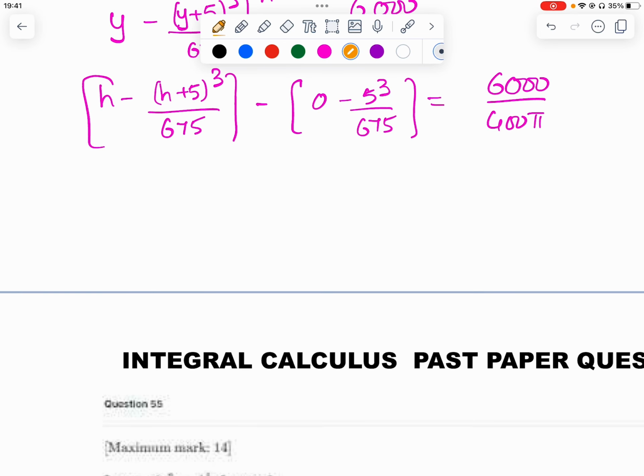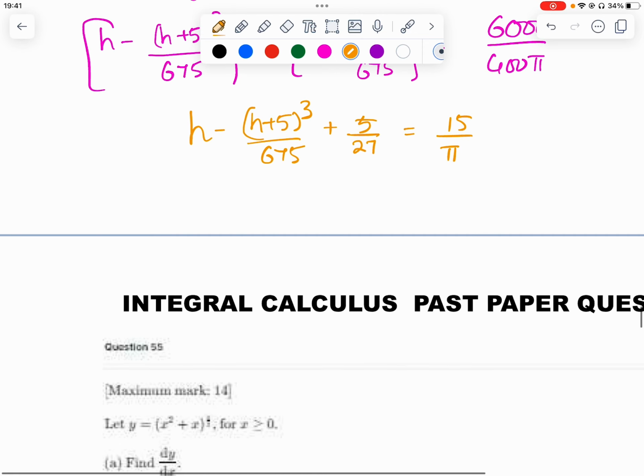Then what does that become? h minus (h plus 5) whole cube upon 675, plus 5 cube upon 675, equals 6,000 by 400 pi. What is 6,000 by 400 pi? It is 15 upon pi. Or else first I try to simplify over here: h minus (h plus 5) whole cube upon 675 plus 5 upon 27 equals 15 upon pi.